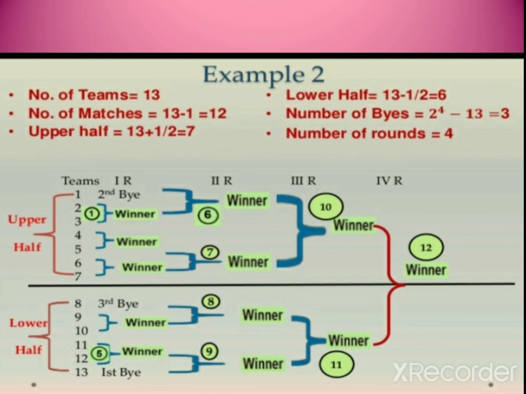First bye goes to the bottom team of the lower half. So this is written here, first bye. Second bye goes to the top team of the upper half. Third bye goes to the first team of the lower half. So this is the distribution of byes we have discussed. So 3 byes we have distributed here, only 3 byes are there.